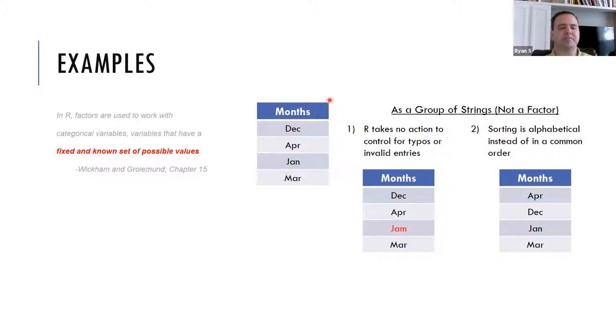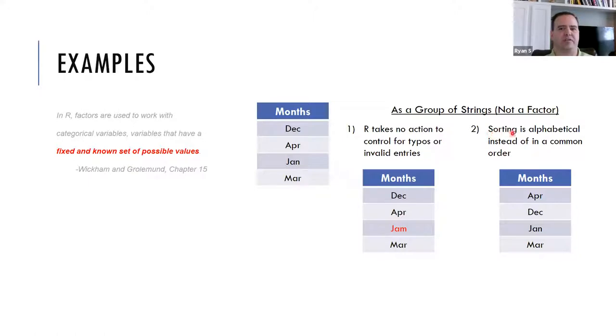And as long as these are just strings and it's just a list of string characters, then R doesn't take any particular action, doesn't try to control for typographical errors or invalid entries or anything like that. As you can see here, JAM is just as valid as JAN or XYZ or whatever it might be. And this is before it actually converts these into factors.